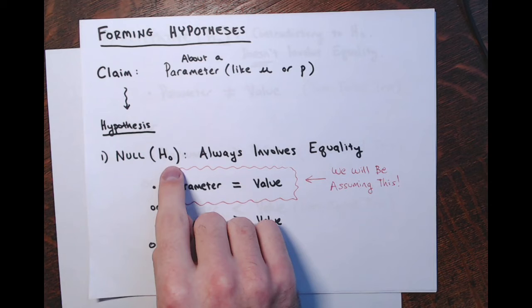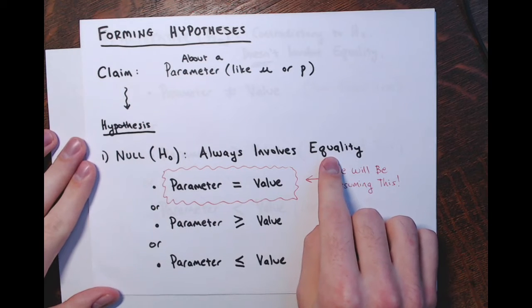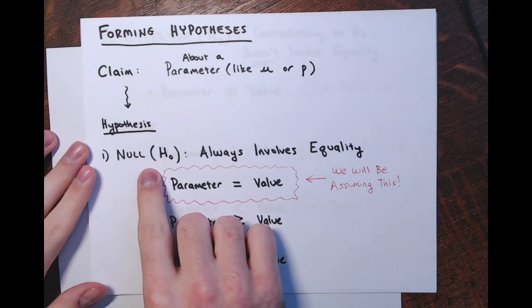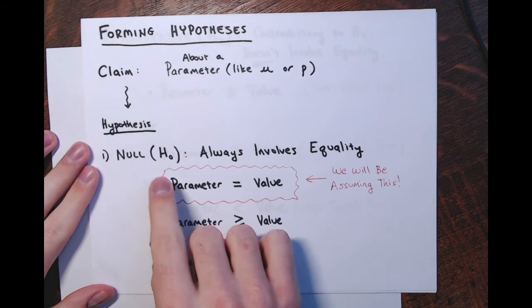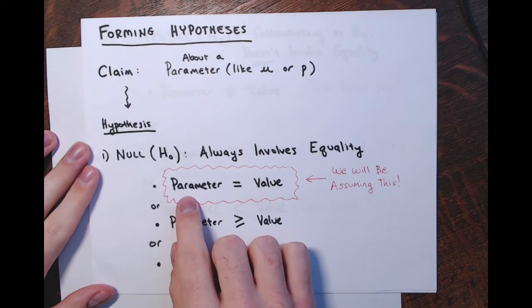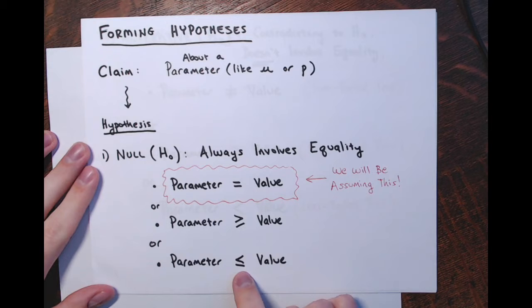That null hypothesis was labeled H sub 0, and this always involved equality. And this is also what we were going to assume is true when we go to test the claim. So it'll look like this, that some parameter is equal to some value, or greater than or equal to, or less than or equal to.